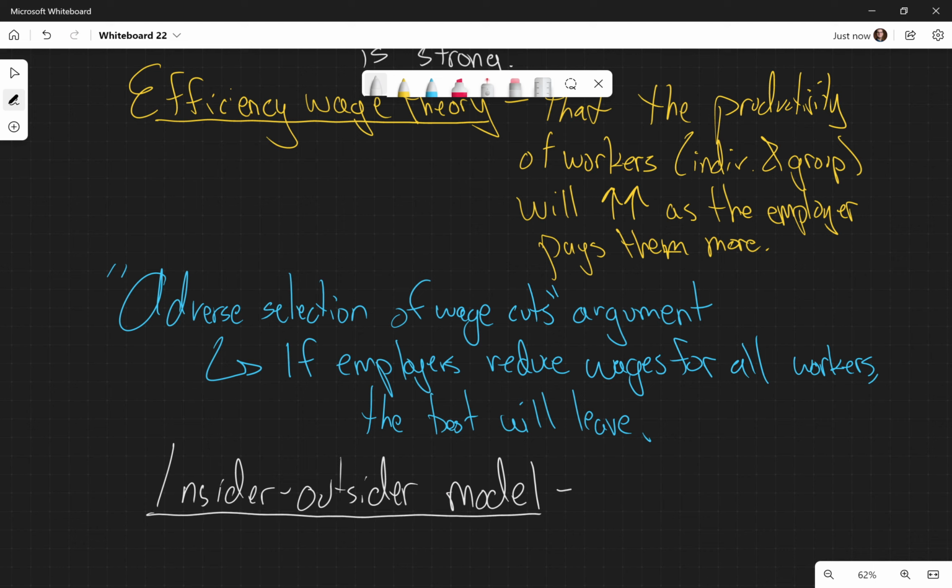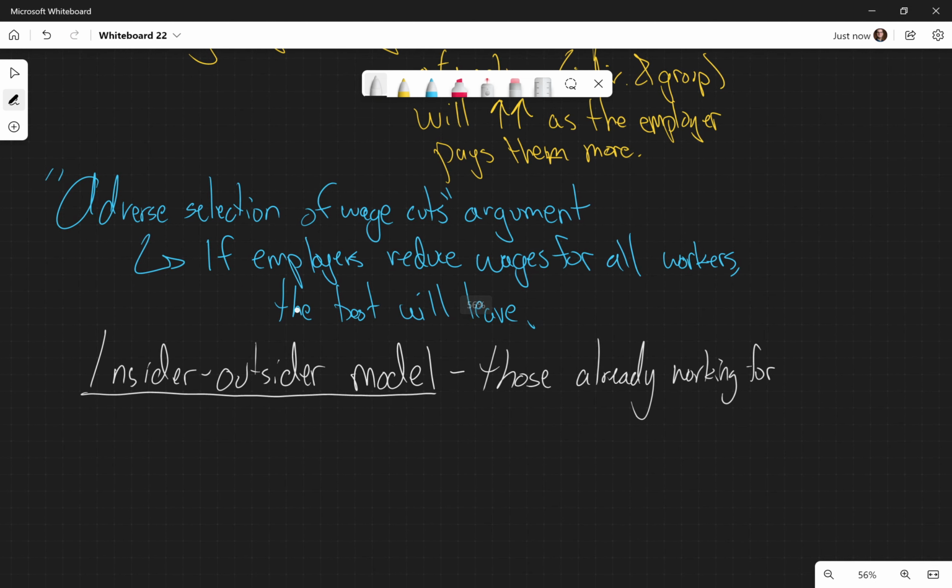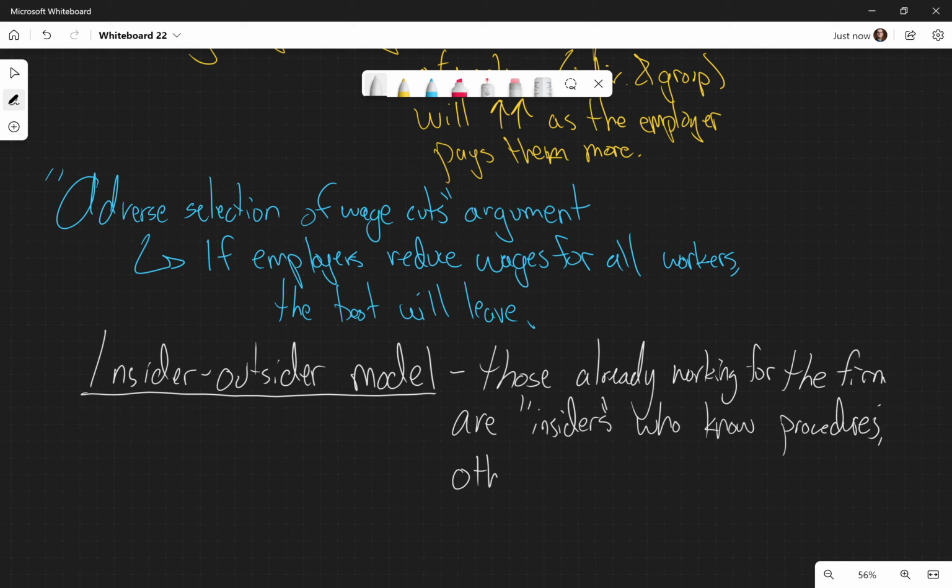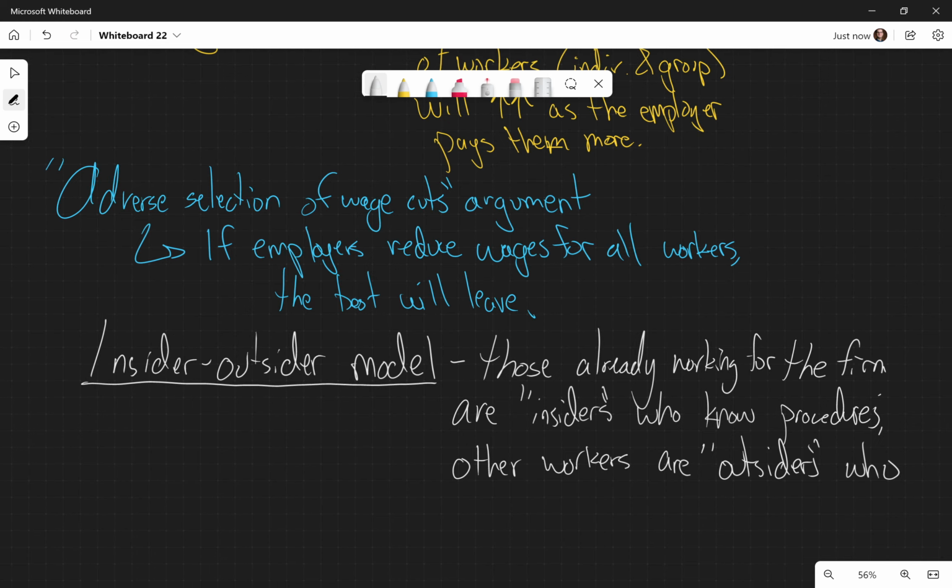So this is the notion that those already working for the firm are insiders who know the procedures. You don't have to train them, right? Whereas other workers are outsiders who are either recent or prospective hires.